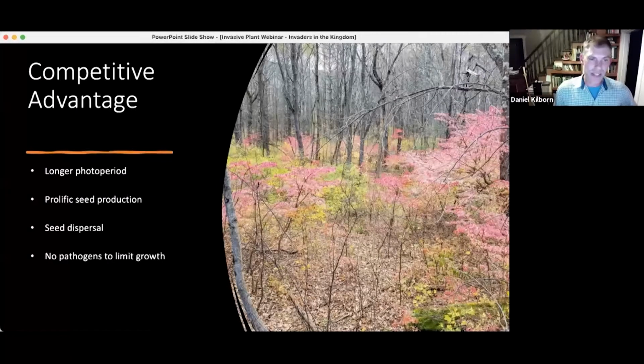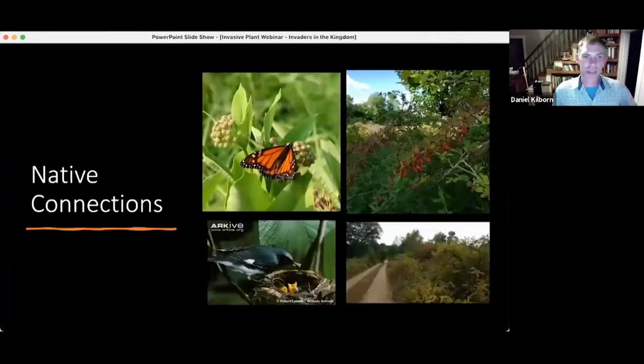They're just not present to keep those populations in check. So we can quickly have situations where the invasive species are outcompeting our native plants, either forming monocultures or really limiting species diversity. And so again, why do we care? Why is this bad? Plants are plants, right?